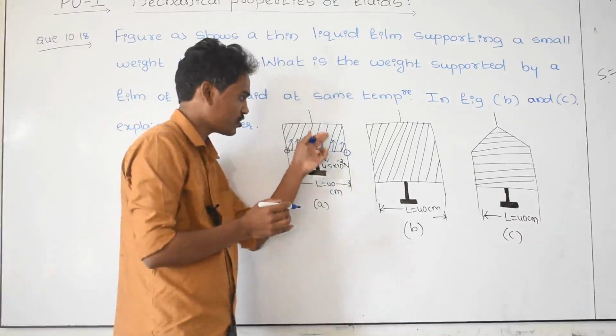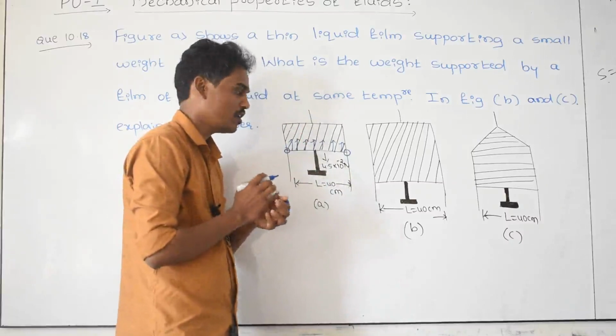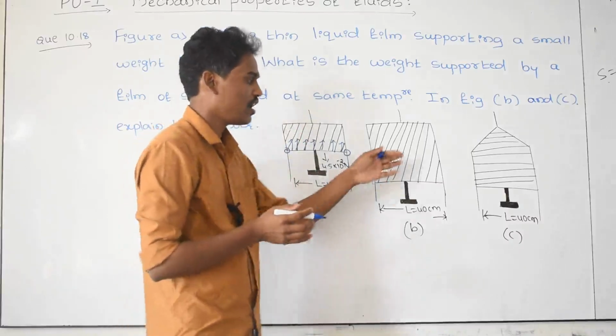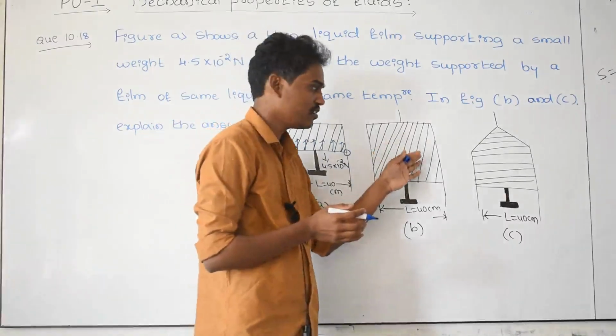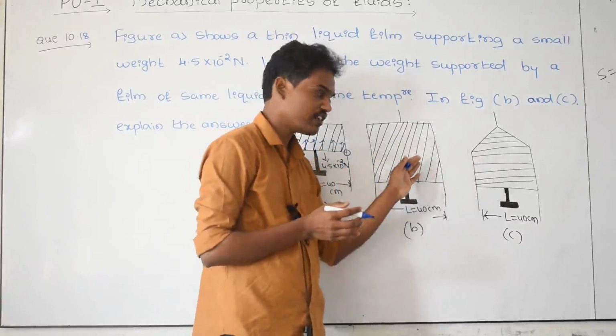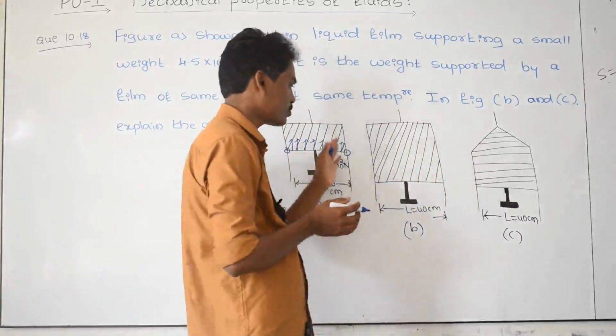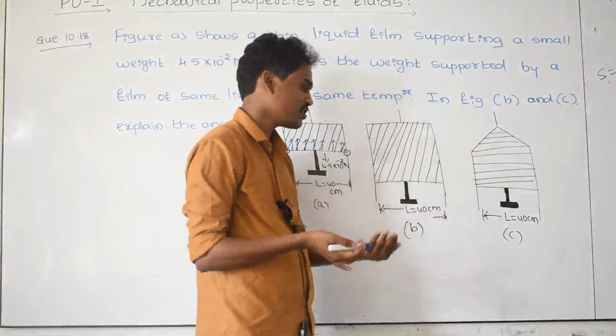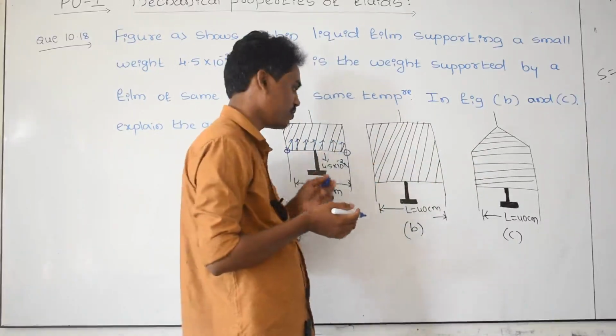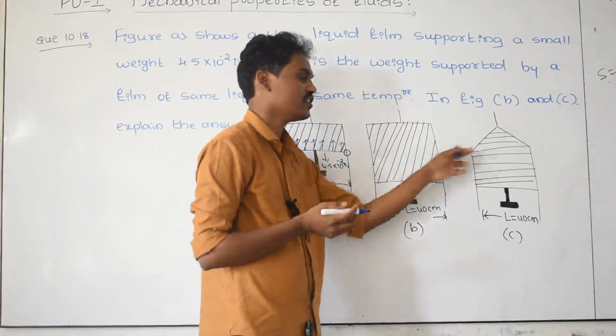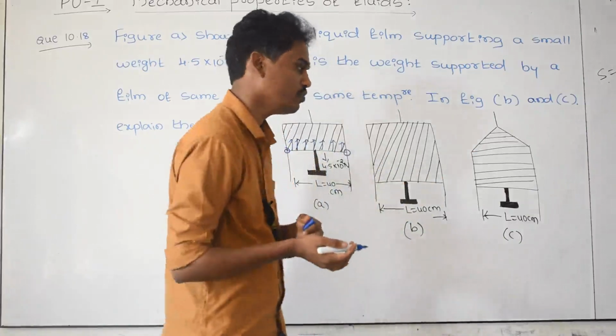What is the surface tension of this liquid, you need to find out. After that, another wire frame is there, and the soap solution is the same, the temperature is the same, the length of the wire is also the same. What is the surface tension in these two cases, that also you have to find out.